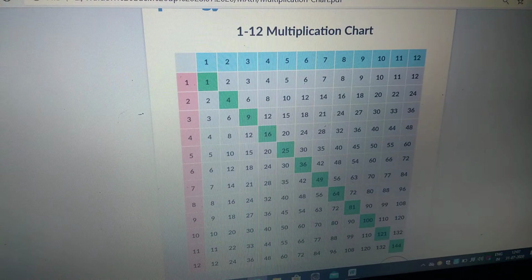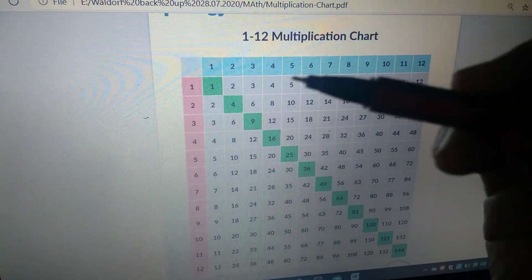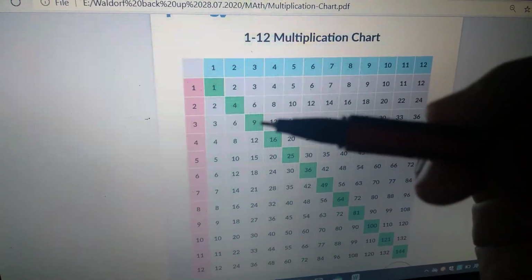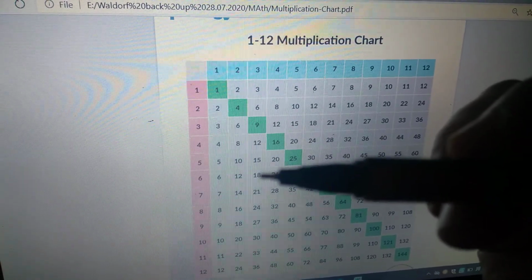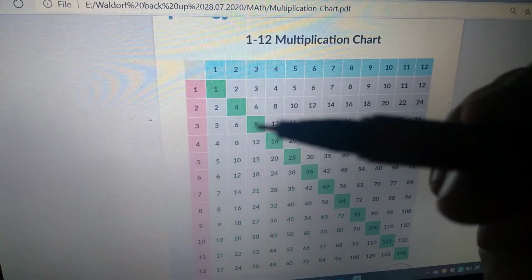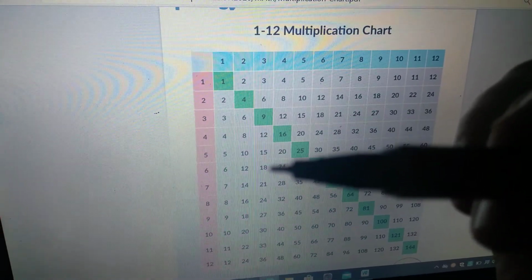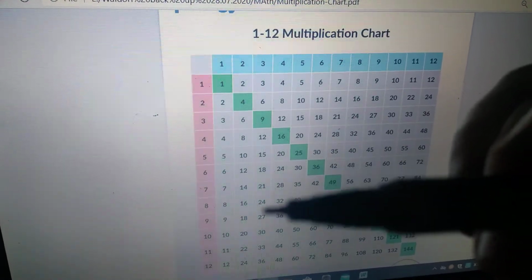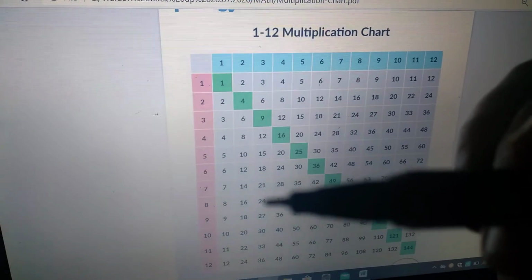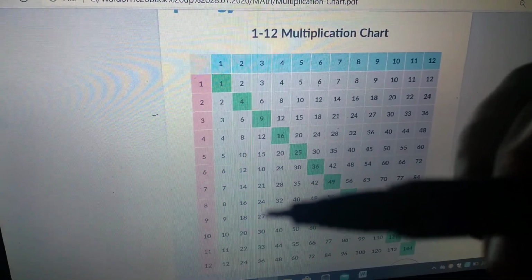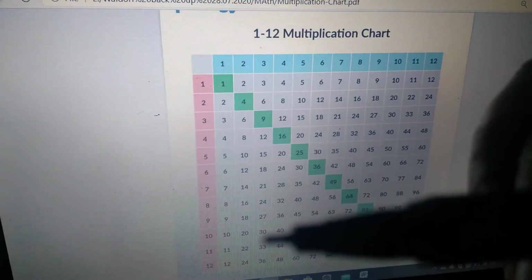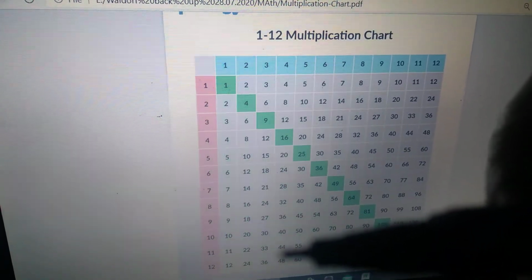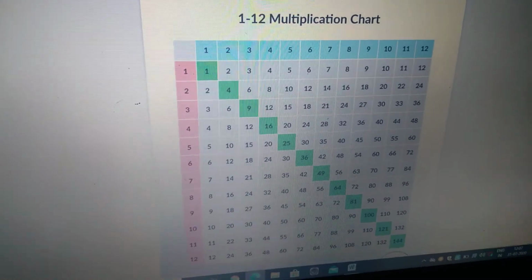What about the 3 times table? 3, 6, 9. 2 plus 1, 3, 5 plus 1, 6, 8 plus 1, 9. So 3, 6, 9, 3, 6, 9. It goes on and on like that. 3, 6, 9. See, 2 plus 1, 3, 4 plus 2, 6. Sorry, 2 plus 7, 9. 3, 6, 9. 3 plus 0, 3. 3 plus 3, 6. 3 plus 6, 9. Goes on. 3, 6, 9, 3, 6, 9.